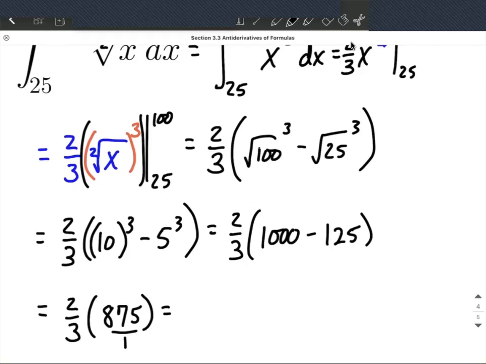Think of that as being over 1. So multiply numerators together, 1,750. Multiply denominators together, we're going to get a 3 down there. This won't reduce down any further, so that's a perfect exact answer. Hope this helps out. Good luck.